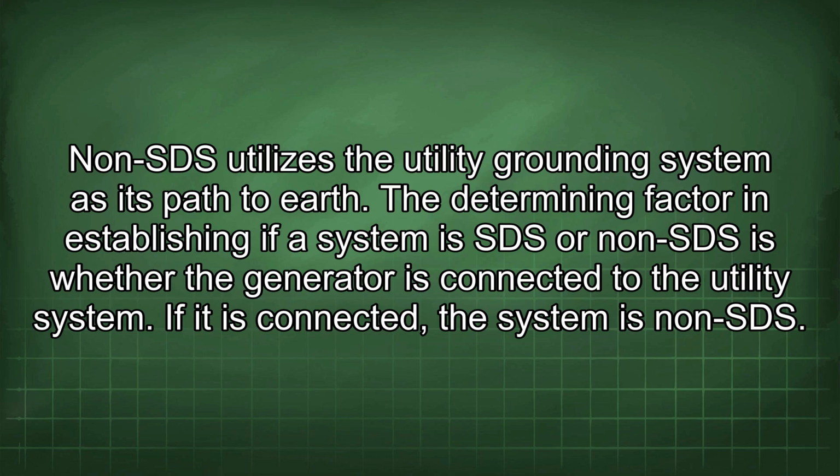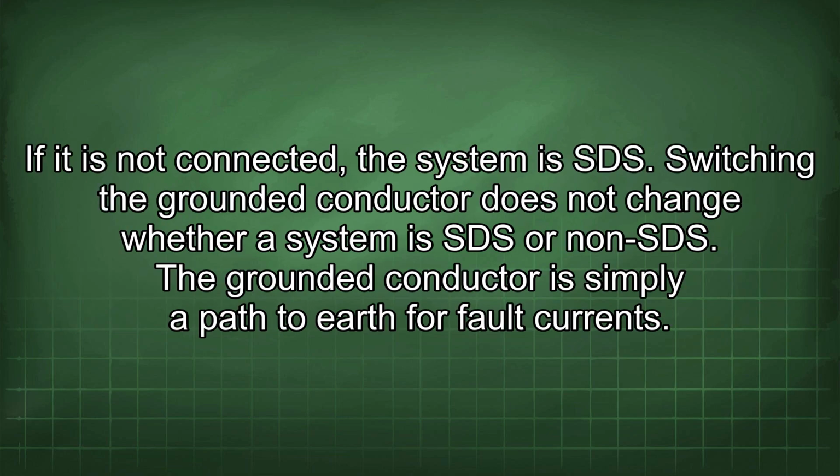The determining factor in establishing if a system is SDS or non-SDS is whether the generator is connected to the utility system. If it is connected, the system is non-SDS. If it is not connected, the system is SDS. Switching the grounded conductor does not change whether a system is SDS or non-SDS. The grounded conductor is simply a path to earth for fault currents.